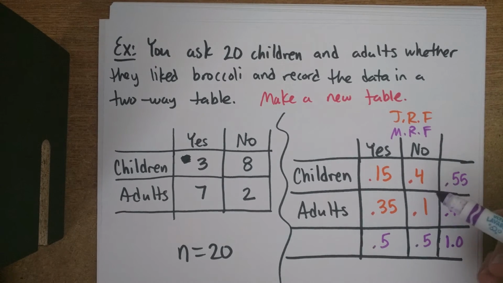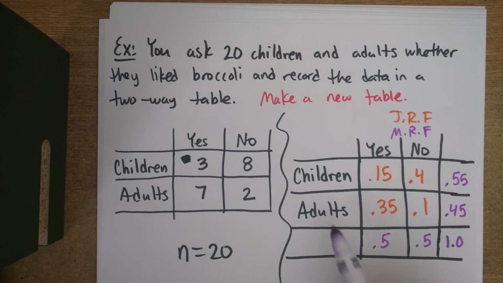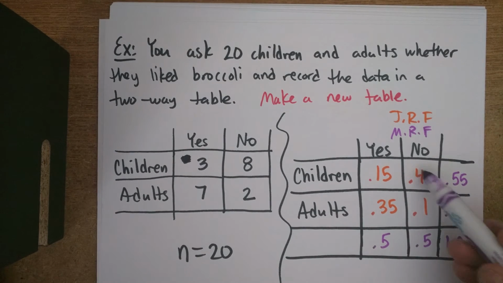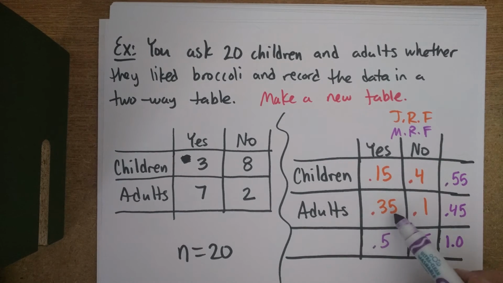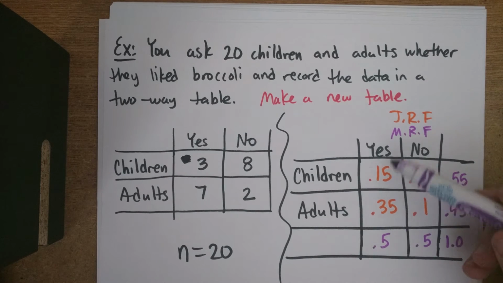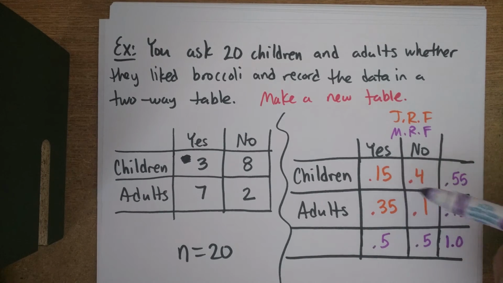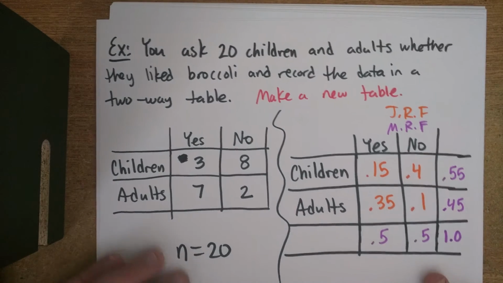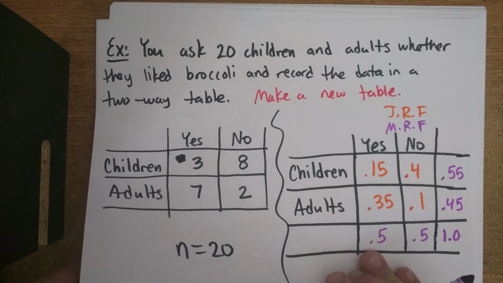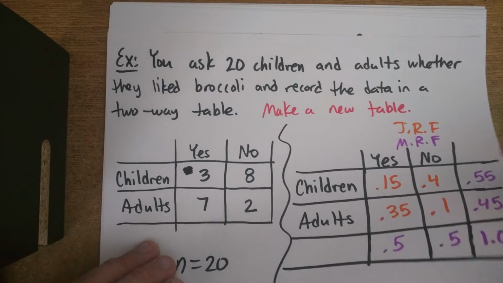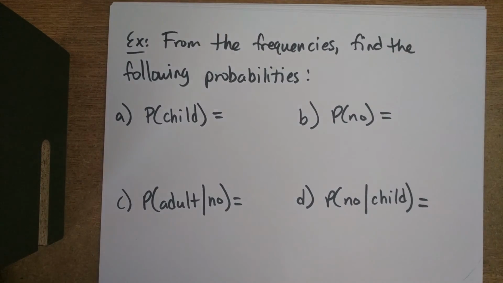The reason why we do this is that it's easy to see that children saying no was the most common occurrence, with adults saying yes was the second most common, then children saying yes was the third most common, and so on. And it gives you a good idea. And there's something else we can do with this: we can find probabilities based off this table. So I'm going to go to the next page if you want to go ahead and copy this real quick.